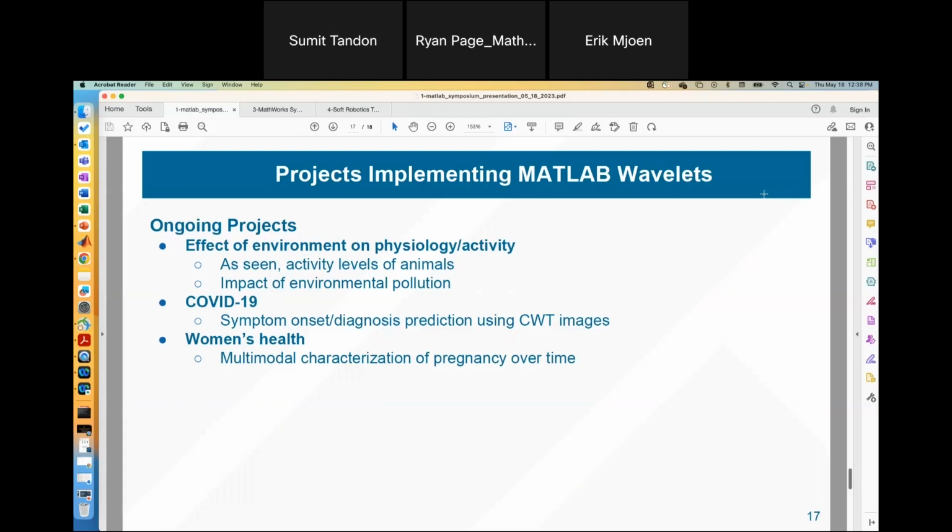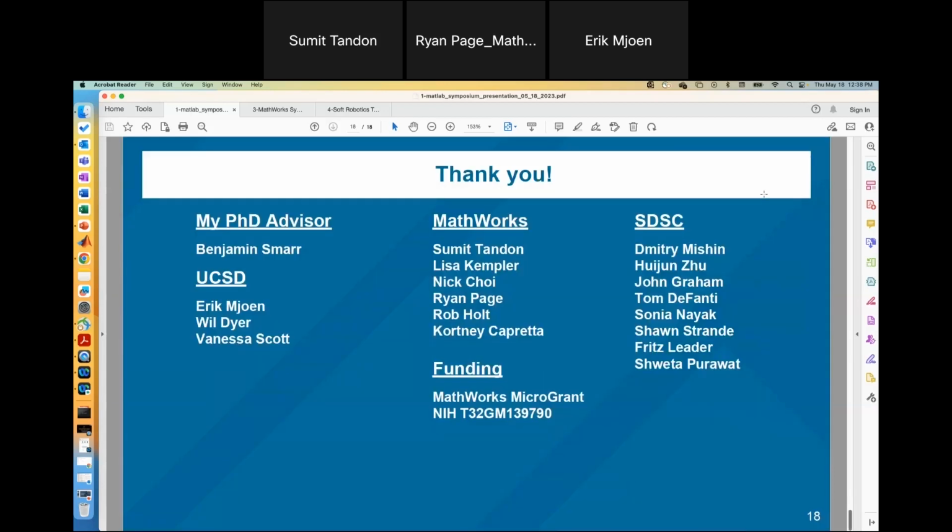And on the women's health side, we've been using the CWT to detect pregnancy onset and possible perturbations in biological rhythms that may be indicative of pregnancy complications. And that's pretty much it for me.